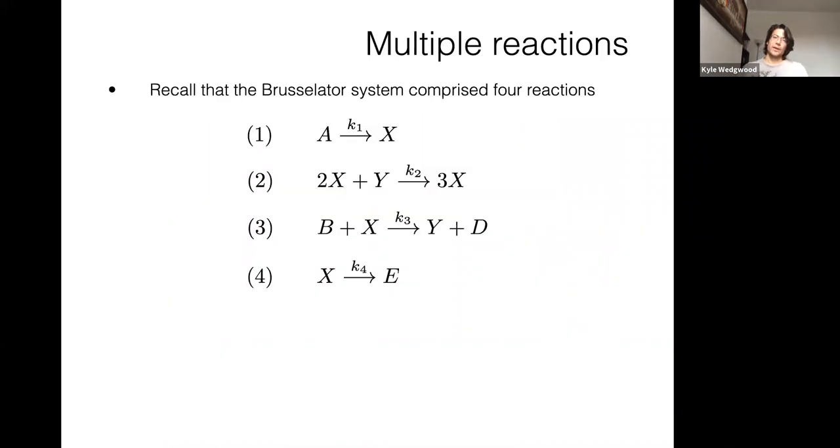So I want to go back now in this final 25 minutes to the brusselator. And really the key thing here in terms of the brusselator is that there's more than one different type of reaction. So before we had one channel to begin with that could open or close. Whether it could open or close was entirely determined by the probabilities and the state of the system.